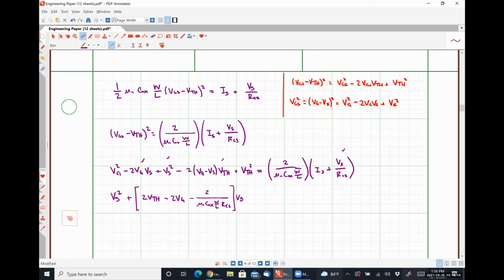And then I'm going to have my constant term, which is going to be VG squared. So that takes care of that guy. That guy's taken care of, that guy's taken care of. Then I'm going to have -2 VG.